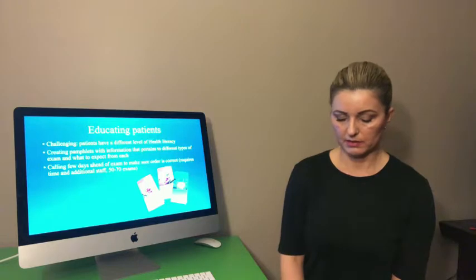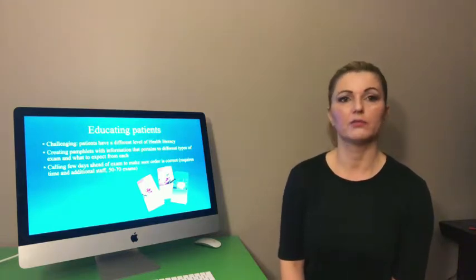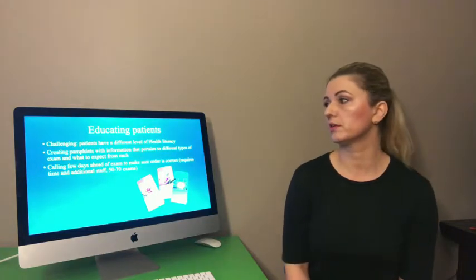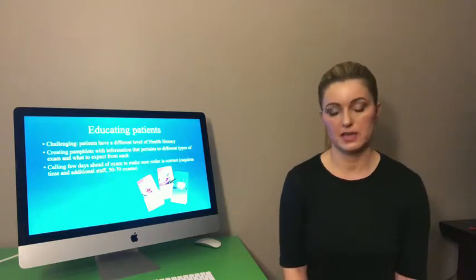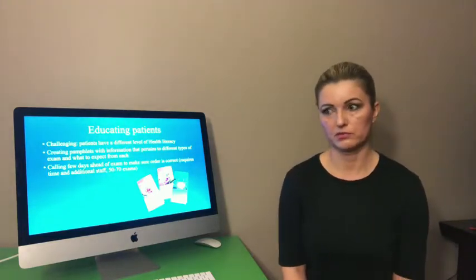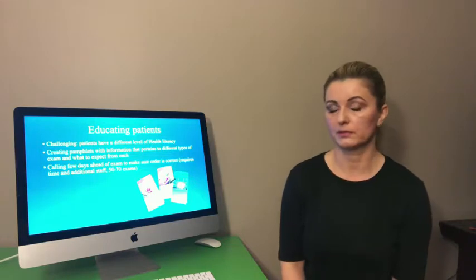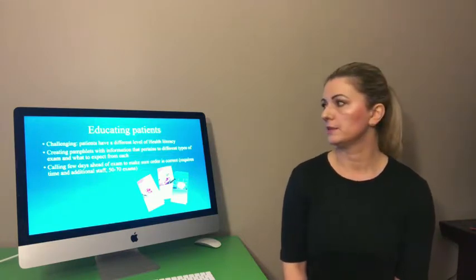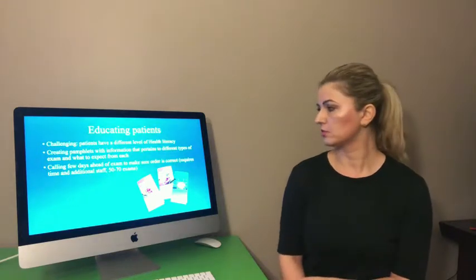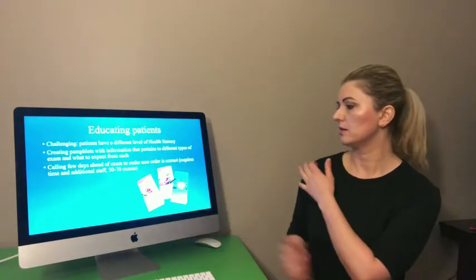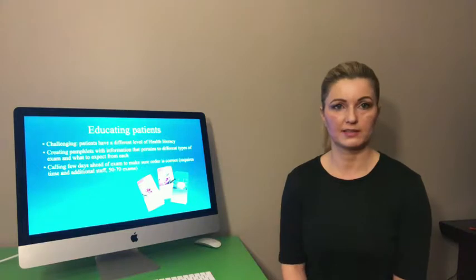Last step would be educating patients. This would be really helpful, but this has proven to be a very challenging part, because many patients have a different level of health literacy, and if they don't really understand what we're trying to explain to them, it's not going to be so useful. But still, I believe we should create different pamphlets that have information about specific exams.